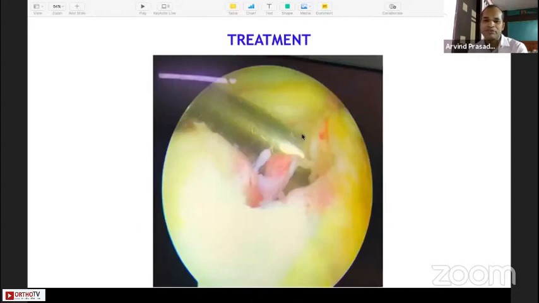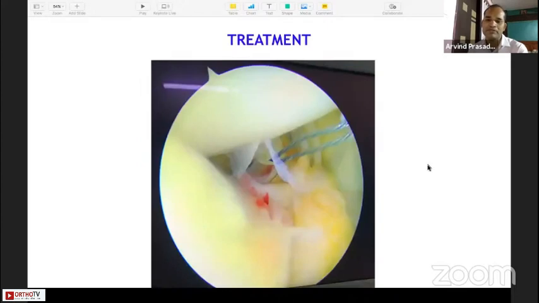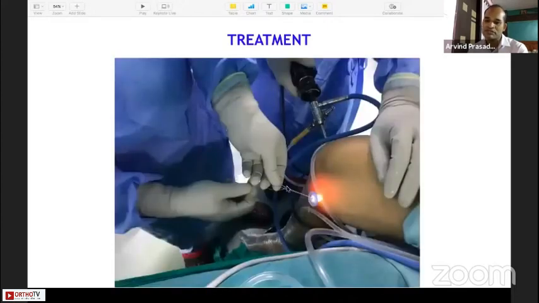So with the knife, the portal was made, then the probe was passed, and you can see this much of separation of the ramp lesion, going from there to there. So through the cannula, this lasso was passed. Initially, I used the standard lasso, but nowadays the ramp lasso is also available.